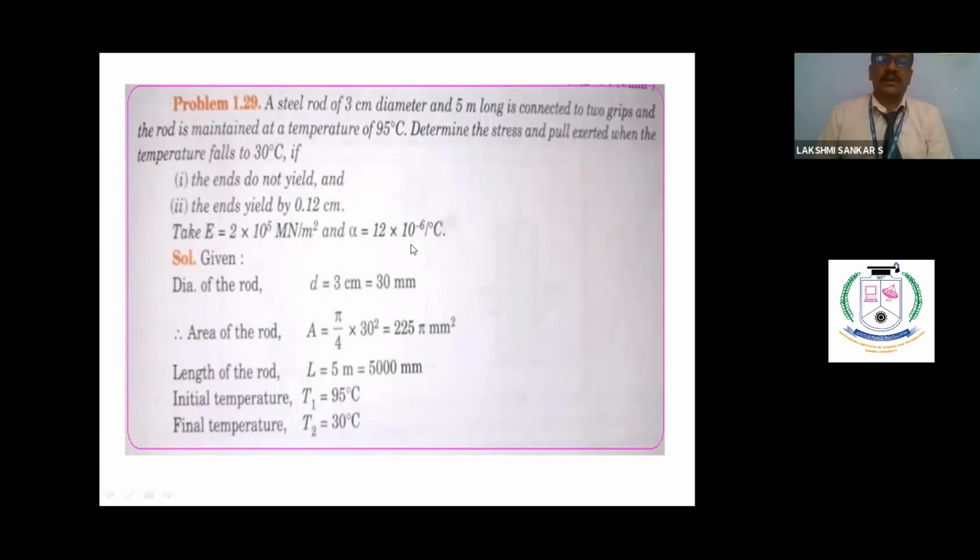See this example: E is 2 into 10 power 5, Young's modulus given. This alpha is the coefficient of linear expansion, given on a per degree centigrade basis. Area of the rod, length, and temperature are given. Correct? What is the formula? Stress equals alpha into T into E, against the do-not-yield situation. Then it works out to 156 Newton per mm square tensile. The pull on the rod is nothing but stress into area, so it comes to this value. It is very high because the stress is high.